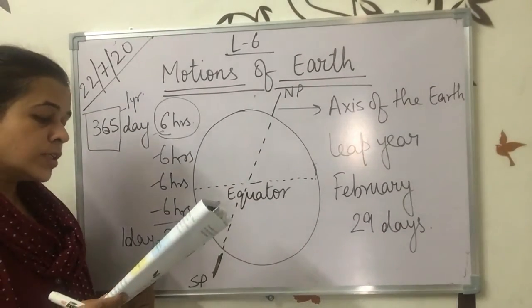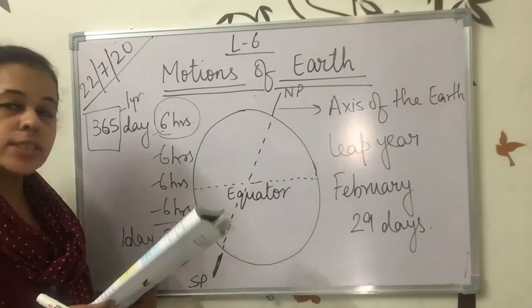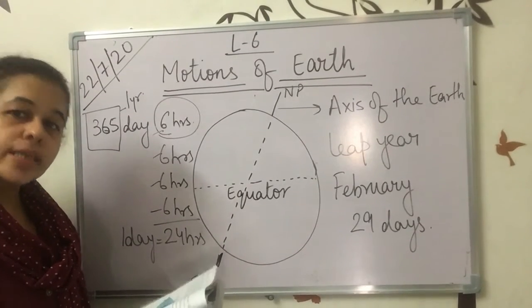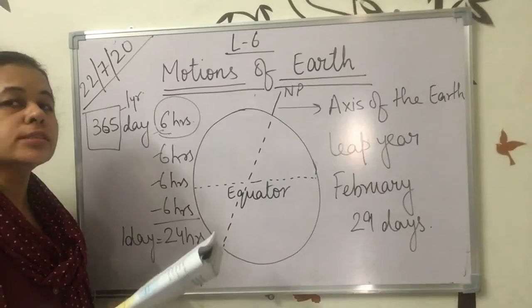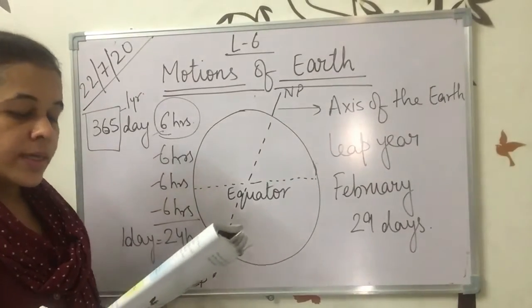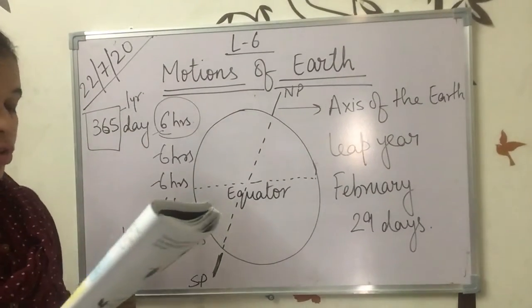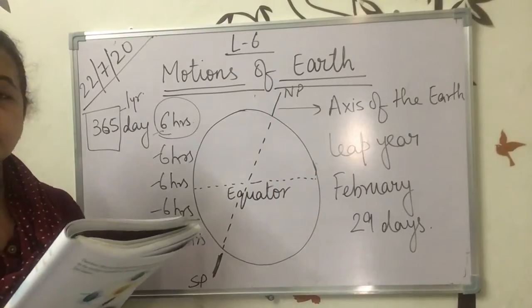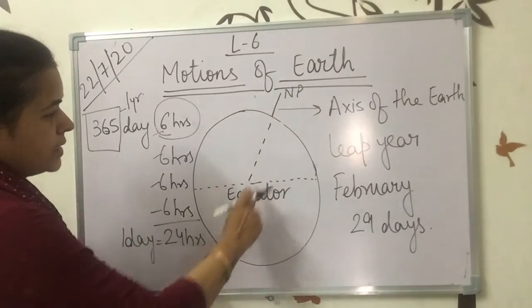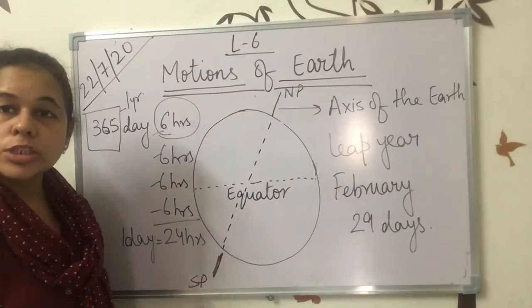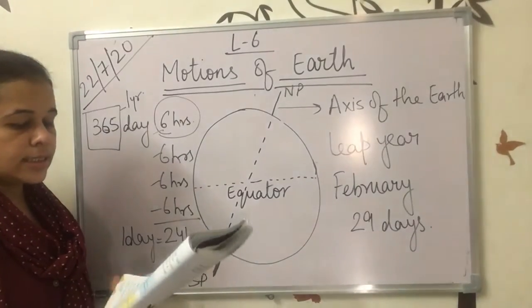The revolution of the earth around the sun causes the change in seasons. Rotation causes day and night, and revolution causes change in seasons. The tilted axis of the earth is also responsible for the change in seasons. This tilted axis is again responsible for the change in seasons.